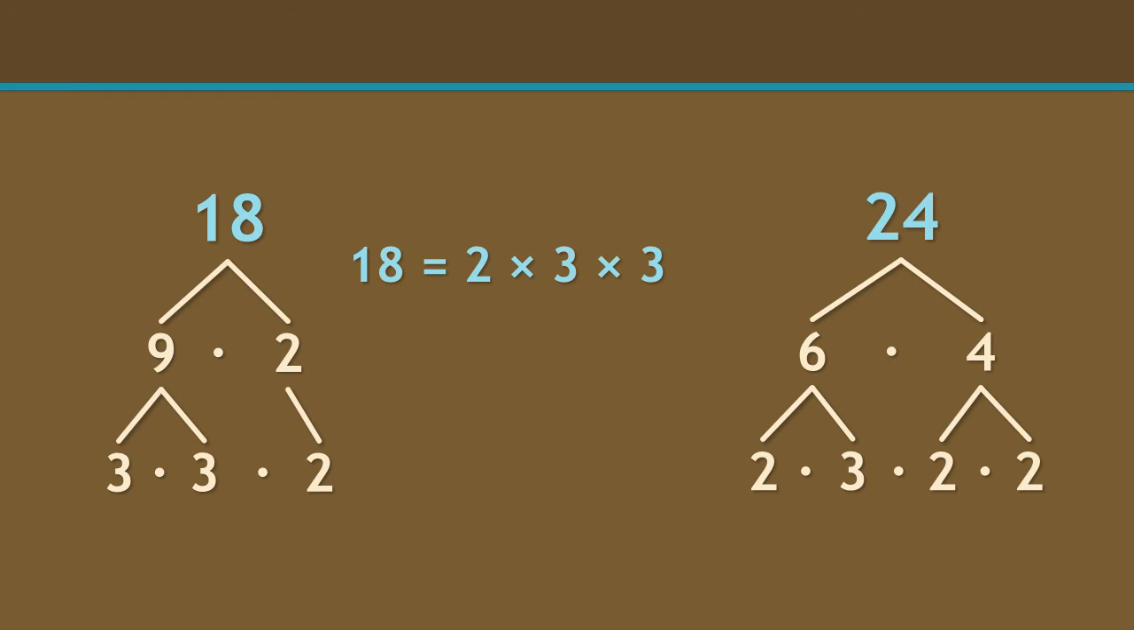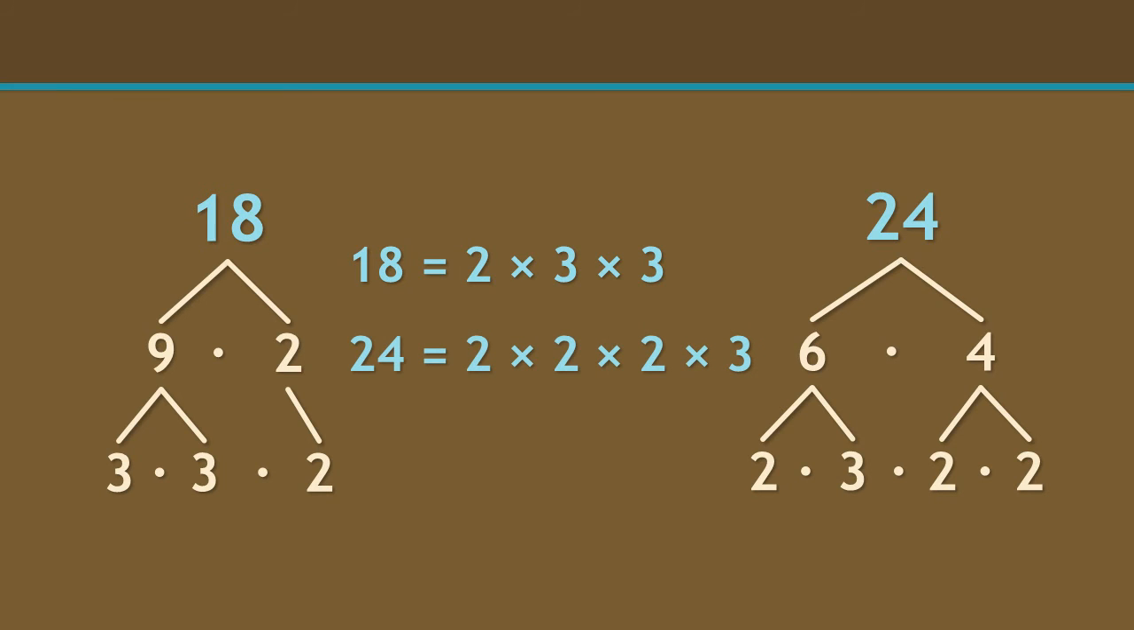We're going to put our composite factor that we began with equals, and then we're going to write all of the factors in their prime form. So we're going to write the smallest number first, which is 2, times 3 times 3. So 18 equals 2 times 3 times 3. Let's check to see if that's correct. 2 times 3 gives us 6, and 6 times 3 gives us a product of 18. So that is correct.